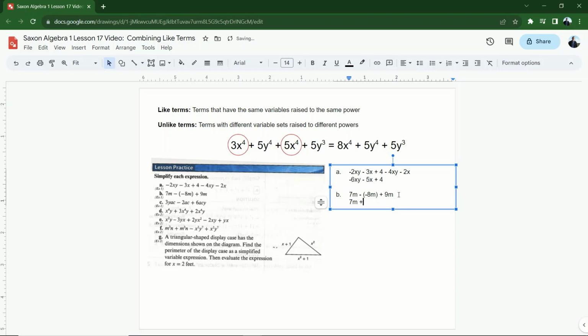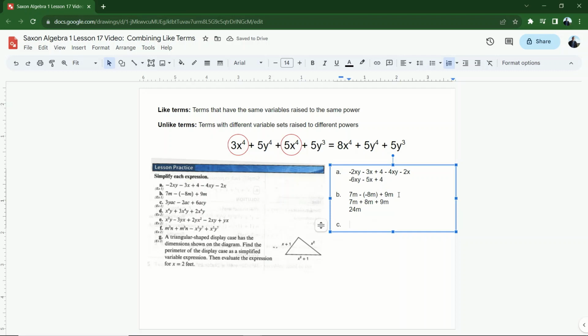So I'm going to turn this into an addition problem. Plus, the opposite of negative 8m is just 8m plus 9m. So I'm going to add all three of these together. 9 plus 8 is 17 plus 7 is 24. My answer is going to be 24m. All right, let's move on to letter C.